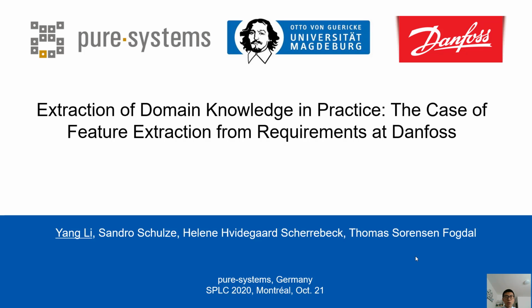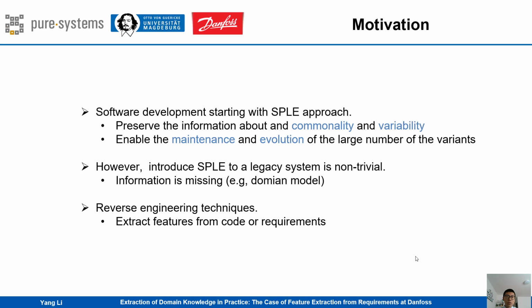Today I would like to present our research work regarding automated extraction of domain knowledge in practice, the case of feature extraction from requirements at Danfoss. As we know, software development starting with the software product line engineering approach can preserve the information about commonality and variability and enables the maintenance and the evolution of the large number of variants.